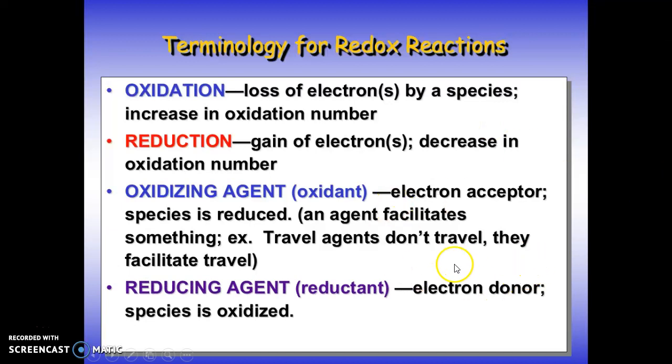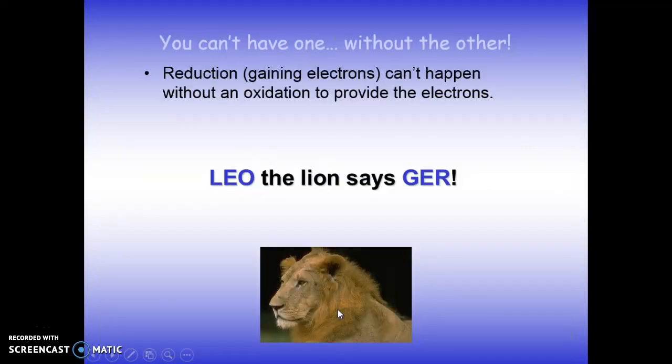It's the thing accepting the electrons, so it's becoming more negative. It's being reduced. So these terms are going to crop up now and again, so it's important that you remember the difference. These two you'll know down pat. All right, so a couple different ways that you can remember things. Reduction, or the gain of electrons, can't happen without oxidation to provide electrons. So you can't have one without the other.